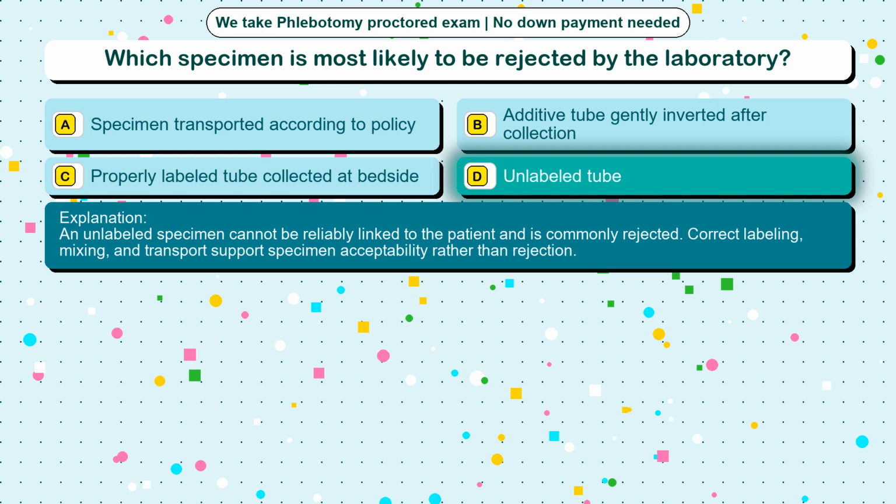An unlabeled specimen cannot be reliably linked to the patient and is commonly rejected. Correct labeling, mixing, and transport support specimen acceptability rather than rejection.